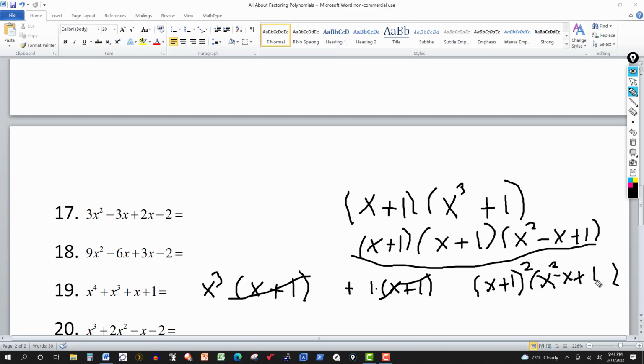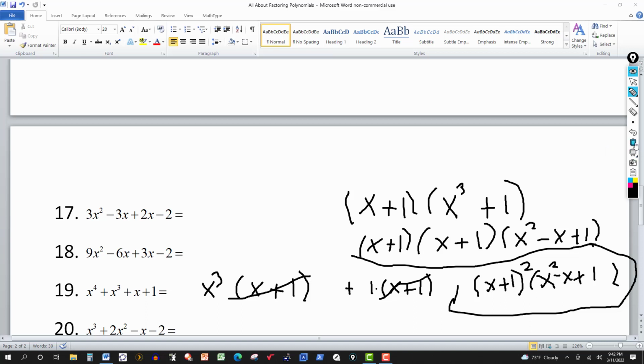Plus 1. x plus 1 squared times x squared minus x plus 1. And this will be your complete factorization. This should be acceptable, but this is a little bit more simplified here.